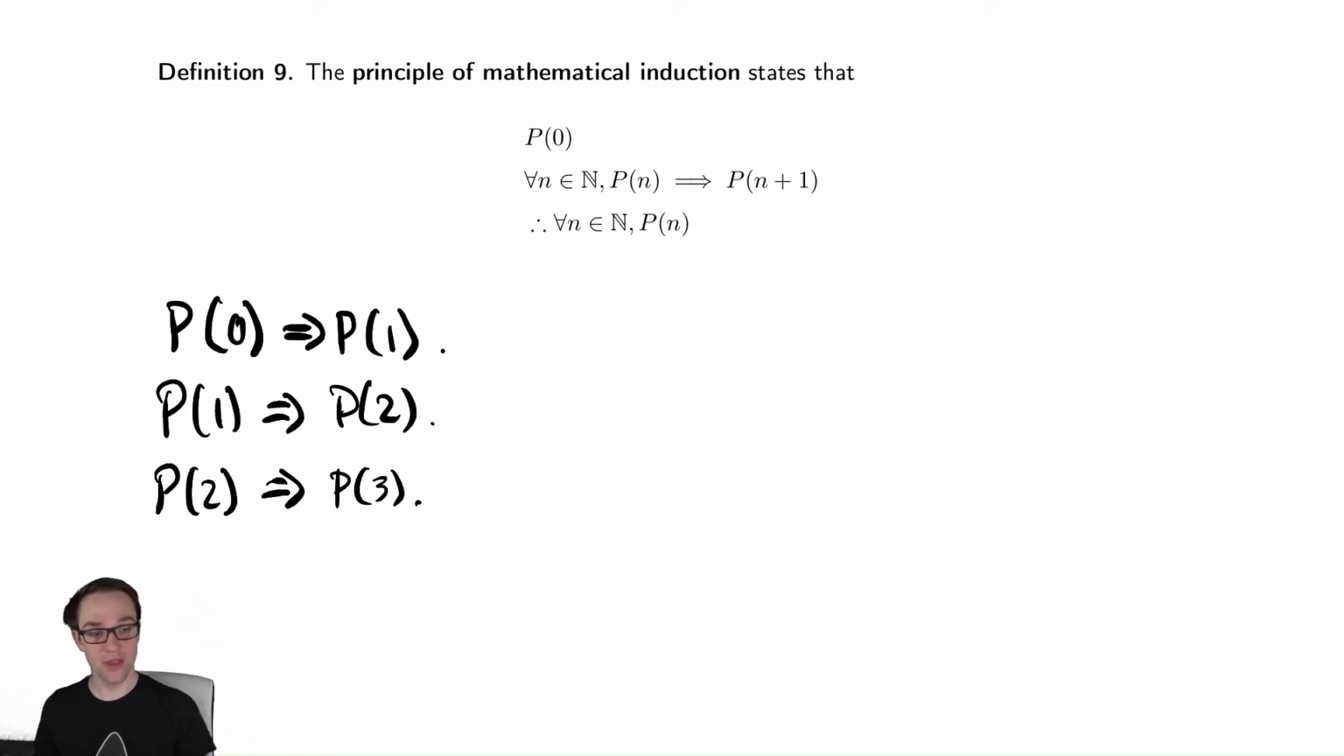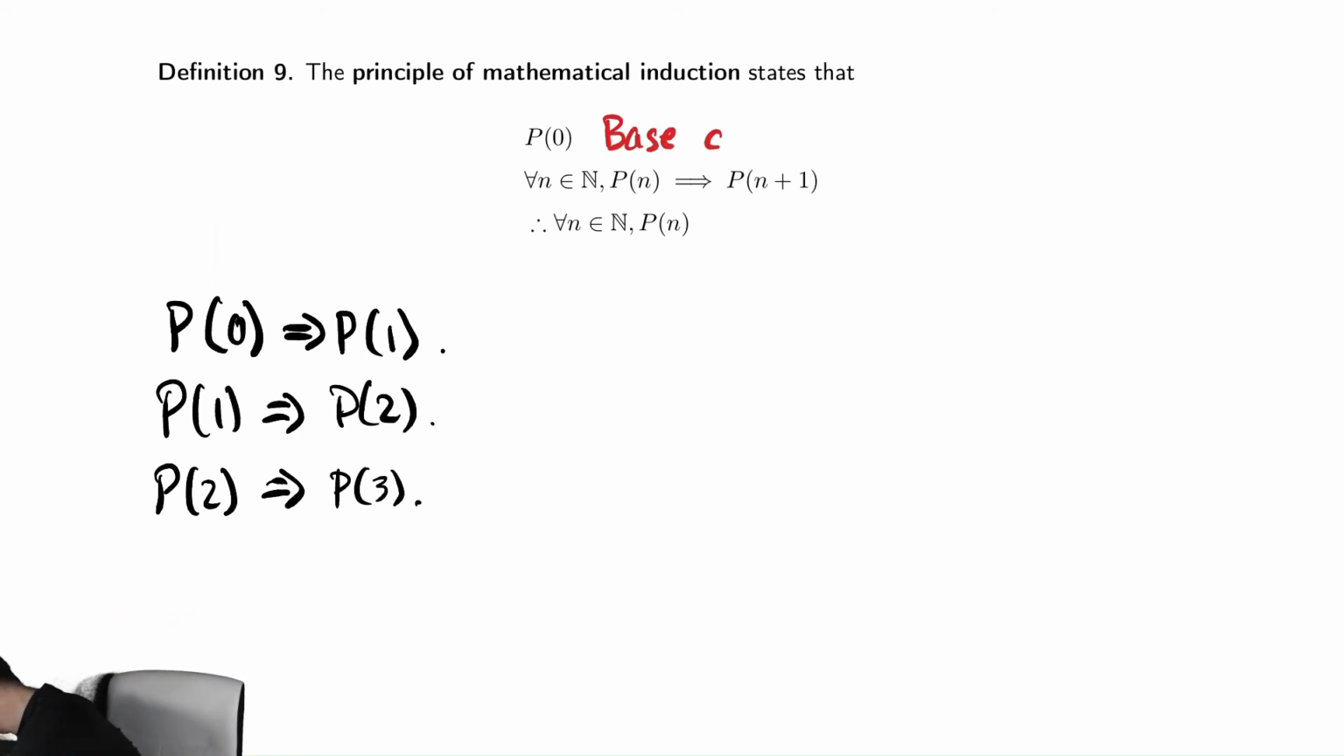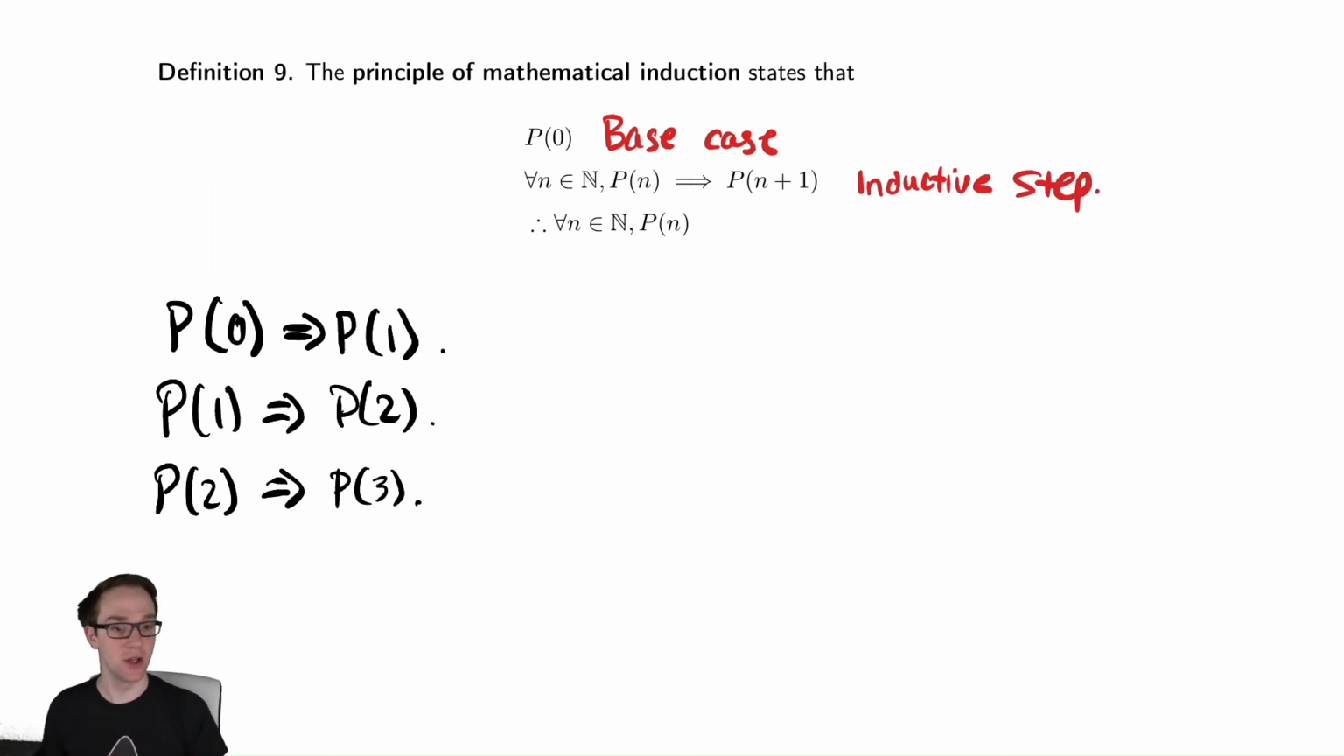For now, know that you need to prove the base case. What we're going to call P(0) is the base case, and then this is sometimes called the inductive step. And we'll see this worked out in sufficient detail, hopefully, in the next problem.